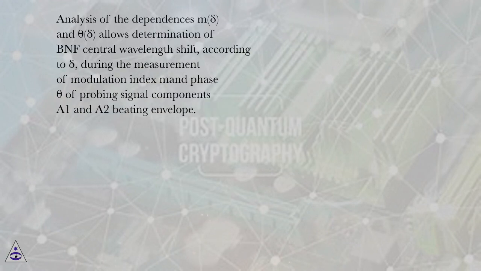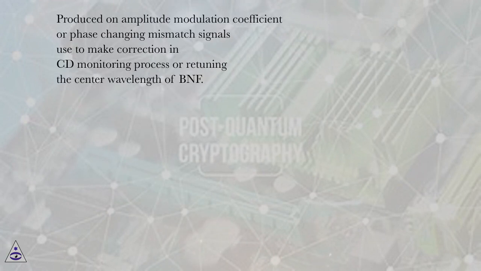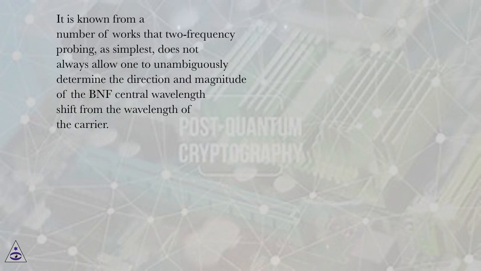Analysis of the dependences M(delta) and theta(delta) allows determination of the BNF central wavelength shift, according to delta, during the measurement of the modulation index and phase theta of the probing signal components A1 and A2 beating envelope. Mismatch signals produced from amplitude modulation coefficient or phase changing are used to make correction in the CD monitoring process or retuning the center wavelength of BNF. It is known from a number of works that 2-frequency probing, as the simplest, does not always allow one to unambiguously determine the direction and magnitude of the BNF central wavelength shift from the wavelength of the carrier.